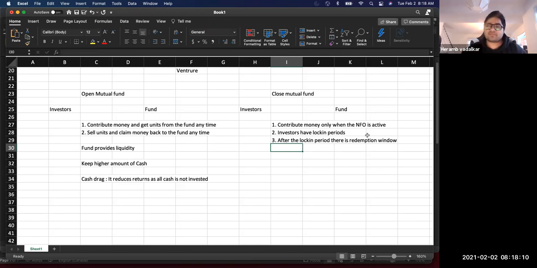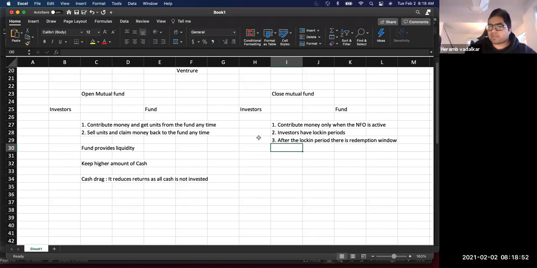So what is a closed-ended fund? Closed-ended fund means that the fund issues a call out for capital. The fund will say, I'm going to start making investments, I want money, whoever is interested, put your money with me. So investors contribute their money into the fund. Now, investors are locked in for a certain period, within which they cannot redeem. After the lock-in period is over, during the redemption window, investors can pull out their money.